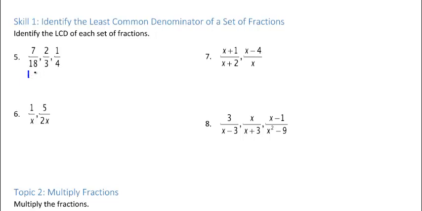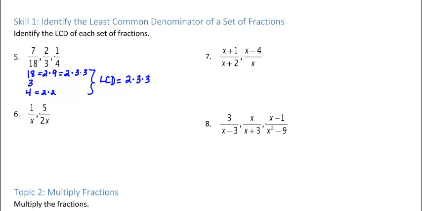So if we factor 18, 18 is 2 times 9, or 2 times 3 times 3. 3 is obviously just 3 by itself. 4 is 2 times 2. And so the least common denominator has to be something that each of those divide into. So we need all of the factors from 18, 2 times 3 times 3.